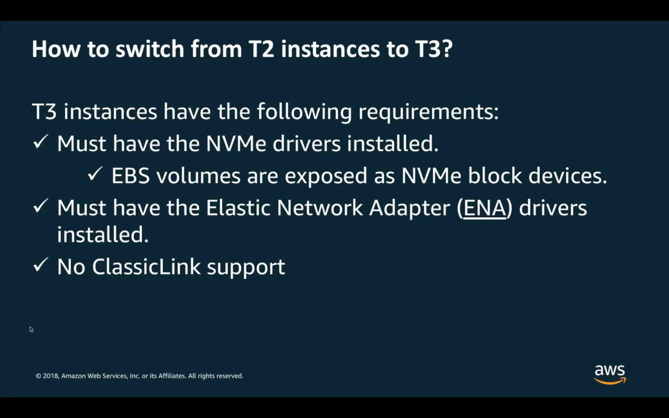If device names are used for file system mounting, they will need to be modified to change the device names, or use device IDs, which we recommend. Next, it must have the Elastic Network Adapter, or ENA, drivers installed. Similar to C5 and M5 families, T3 instances use enhanced networking that's based on ENA. So your AMIs need to be ENA enabled. There's a ton of documentation about how to check if ENA is enabled on your instance and how to enable it. You can find it in the AWS EC2 user guide.